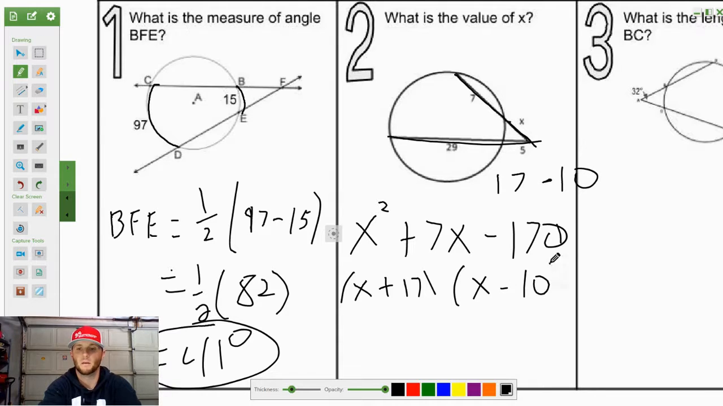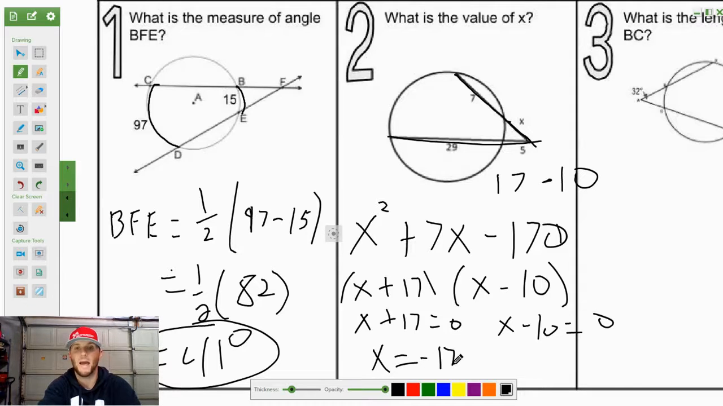and then X minus 10. And so if I set both of these equal to 0, so X plus 17 equals 0, and X minus 10 equals 0, I'm going to solve for X. So on the left side over here, I would subtract 17 on both sides. So that would give me negative 17. And on the right side, I would add 10 on both sides, which would give me 10.